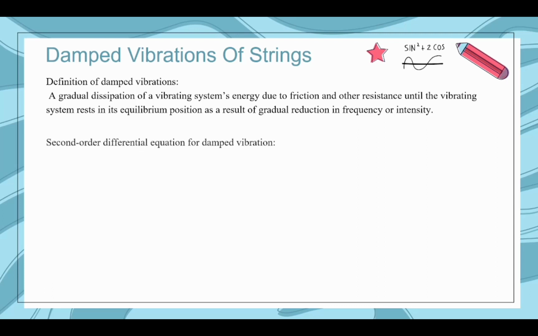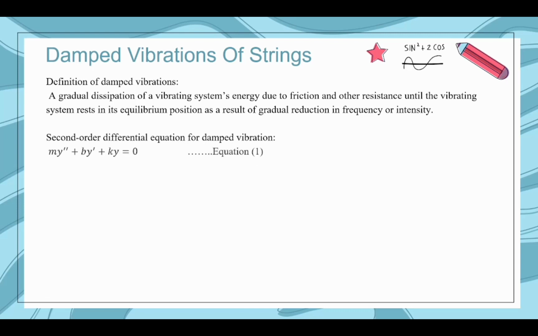From the case study description, we're also able to extract key information, which is the second-order differential equation for damped vibration, and it is my double prime plus by prime plus ky equals 0. We shall call this equation 1. And it is a homogeneous second-order linear differential equation. Next, to ease the process of solving, we need to change equation 1 to its auxiliary equation, which is am squared plus bm plus c equals 0. And this is equation 2.